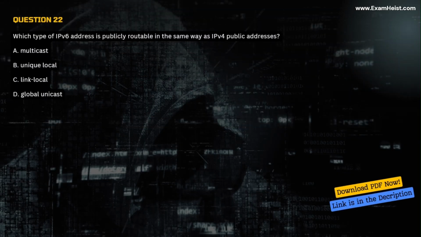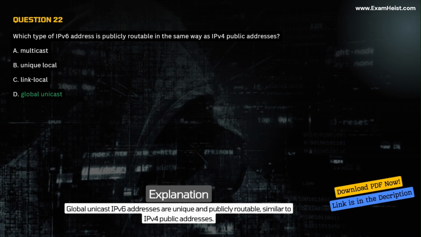Question 22. Which type of IPv6 address is publicly routable in the same way as IPv4 public addresses? A. Multicast. B. Unique local. C. Link local. D. Global unicast. Correct answer D. Global unicast. Explanation. Global unicast IPv6 addresses are unique and publicly routable, similar to IPv4 public addresses.